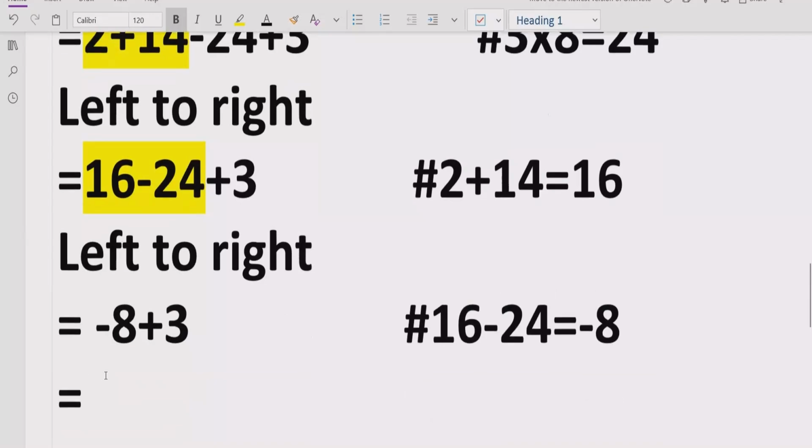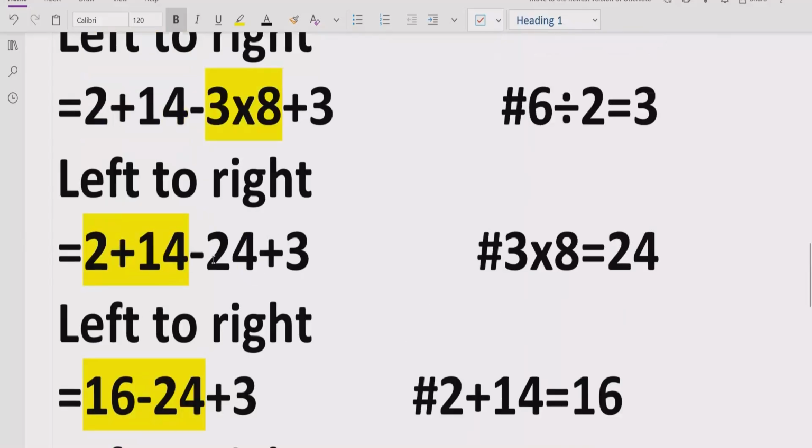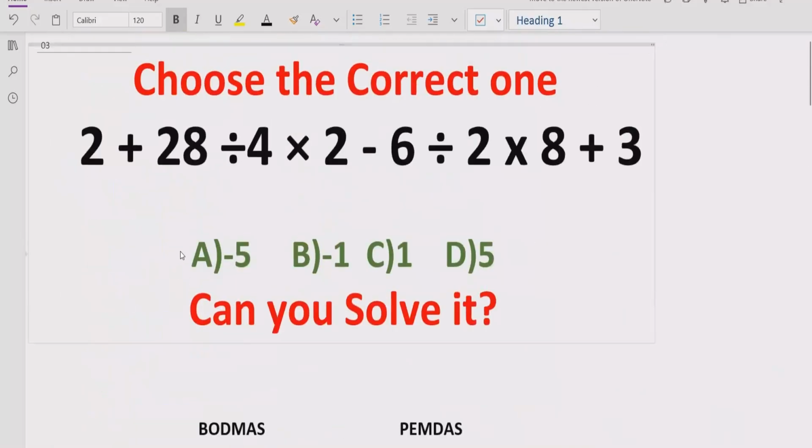Now we have two terms which are subtracting each other, but we have the minus sign with the greater number, so we get the answer is minus 5. So the answer of the given expression is minus 5. If you see, answer A is the correct answer of this expression. I hope you understand how you can solve the given expression using PEMDAS and BODMAS method and find out the correct answer. So that's it for today.